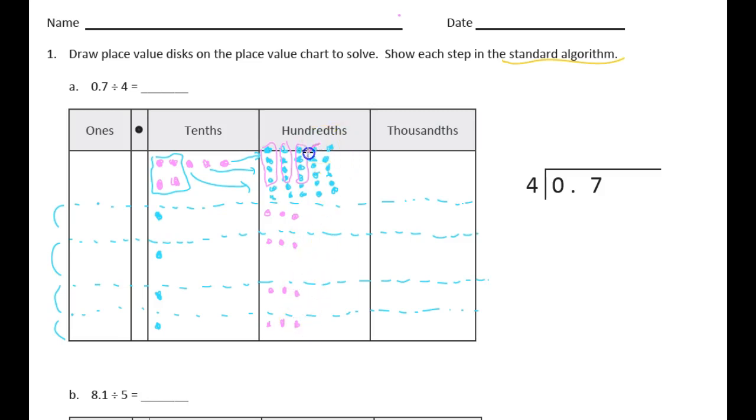Do it again. Did I go 5 here? I sure did. Be careful, Mrs. Chapman. 1, 2, 3, 4, because everybody gets one. Let's do it again. 2, 3, and 4. Everybody gets one.